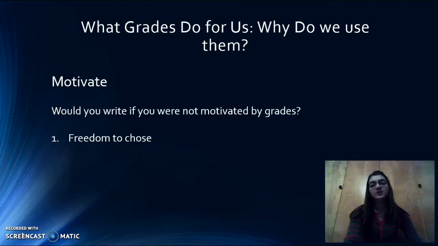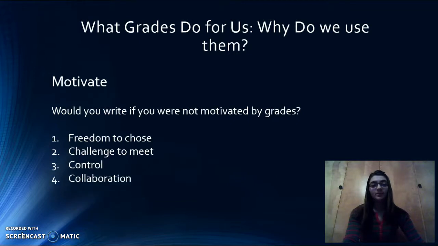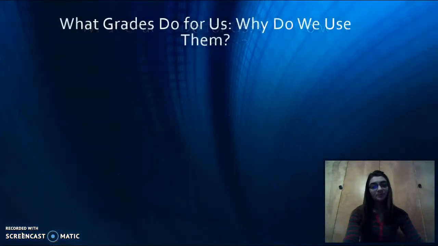Number 1 is freedom to choose. Allow the students to choose what they would like to write about, what they would like to explore. Number 2, give them some kind of challenge. Sit down with each of them individually and set standards, set goals for them to achieve. Number 3 kind of ties into the first one. Give them control. Let them choose. Let them help set the standards, set the goals. And number 4, let them collaborate. Collaboration between students is very, very important.